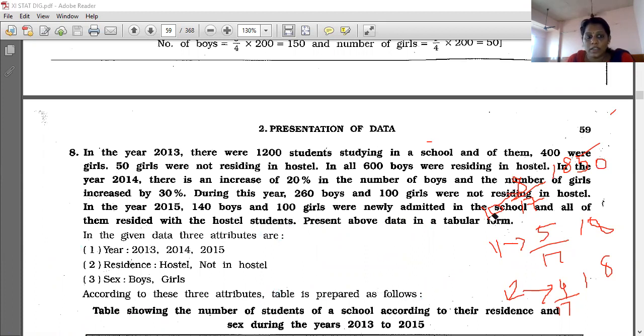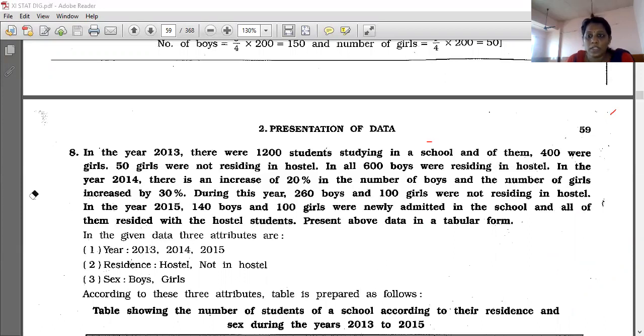Means in the year 2013, year wise they are going, right? In the year 2013, there were 1200 students studying in a school. Total number of students in the year 2013 were 1200, and out of them 400 were girls. Out of that 400 girls, 50 girls were not residing in hostel. And in all, 600 boys were residing in hostel.